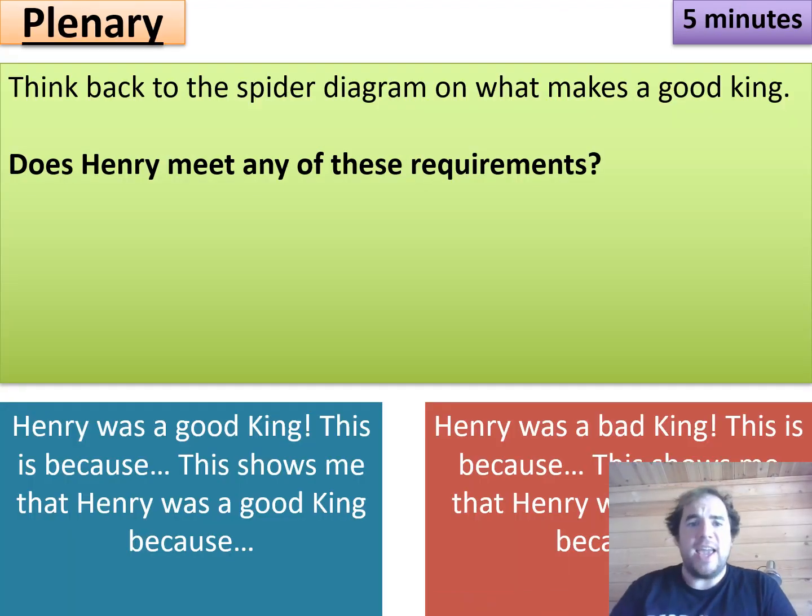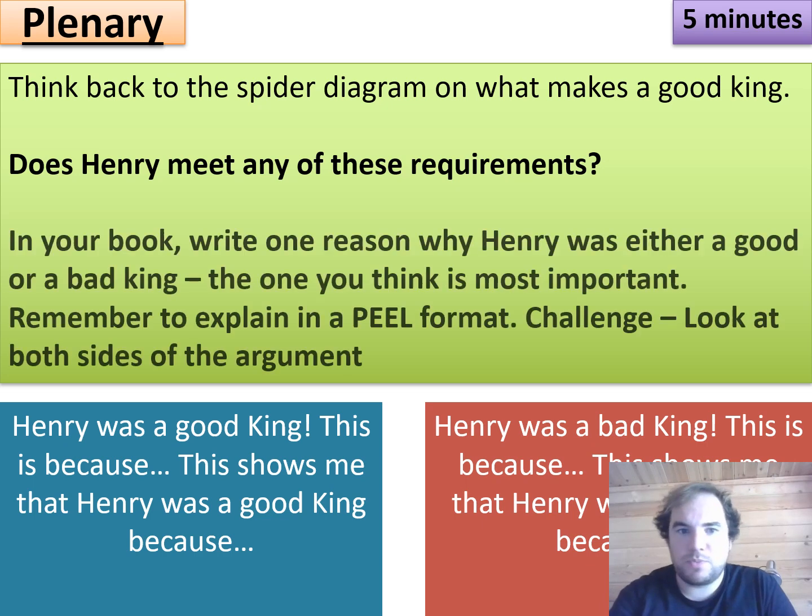Then finally, think back to the spider diagram on what makes a good king and try to figure out if Henry meets any of these requirements. In your book, write down 1 reason why Henry was either a good or a bad king. The one reason that you think is the most important needs to be added in there as evidence, and this needs to be explained in appeal format.